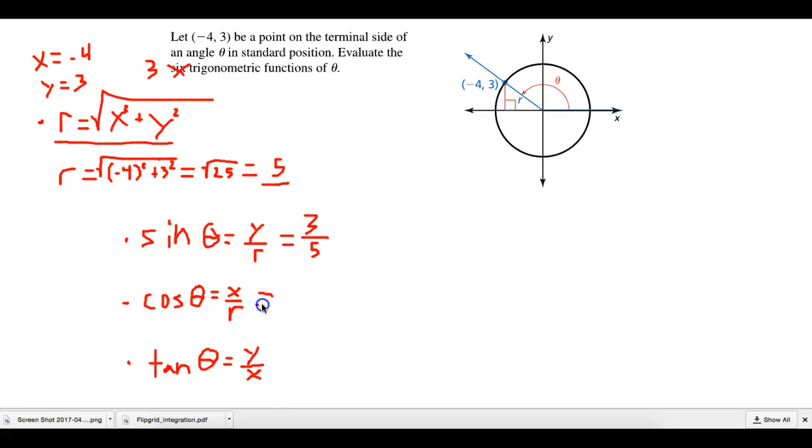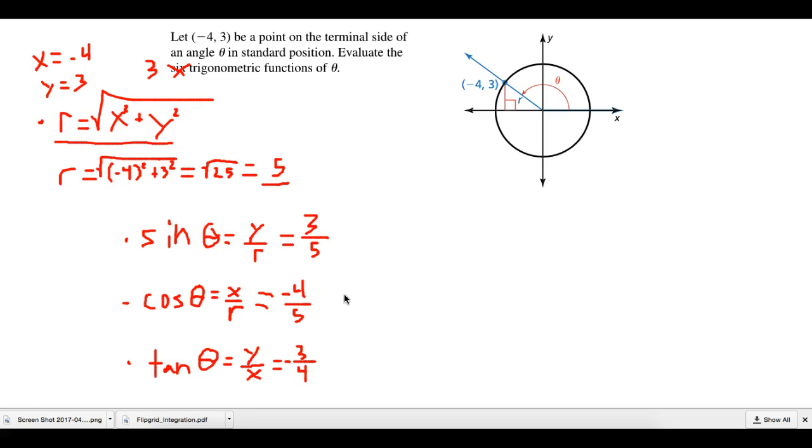Cosine is x over r. So remember, x is -4. So again, you always have to include the negative. So -4 over 5. And then our tangent is just y over x. So y is 3 and x is -4. So this is just going to be -3 over 4. And that's it right there.